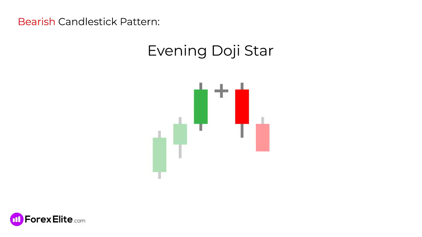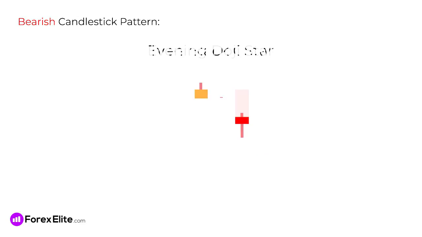Again, we have a large bullish green candlestick followed by a smaller candlestick. In this case, the smaller candlestick is a doji with no real body, followed by a large bearish red candlestick. These three candlesticks are known as the evening doji star pattern: large green, doji, large red.